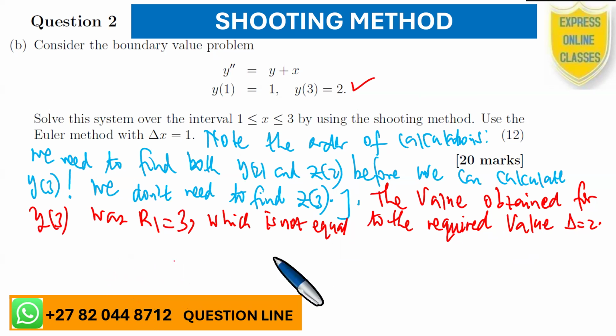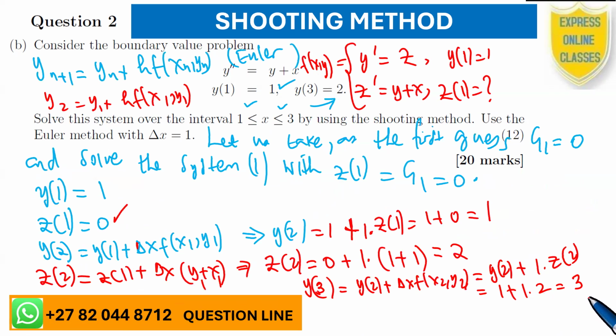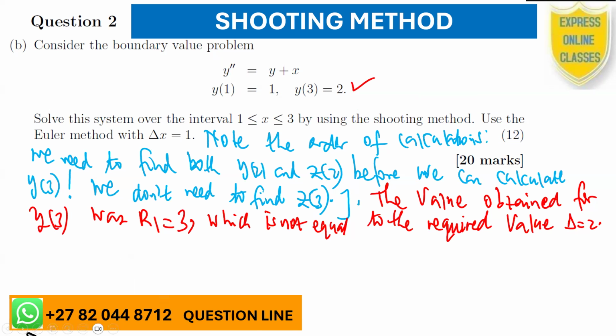Okay, so the value obtained for y3 was R1 equals 3. We call it R1. But according to the question, the condition is y3 equals 2, and we got y3 equals 3. So which means that we have misfired in the process and we need to guess again. This is the shooting method. We need to guess twice, and then we take the average of the guesses.